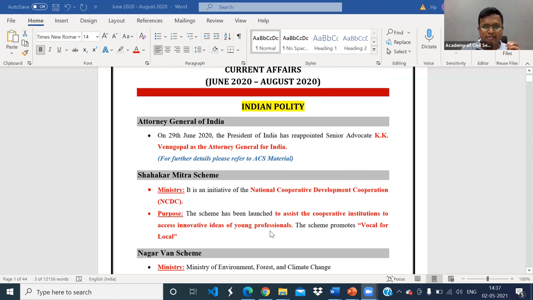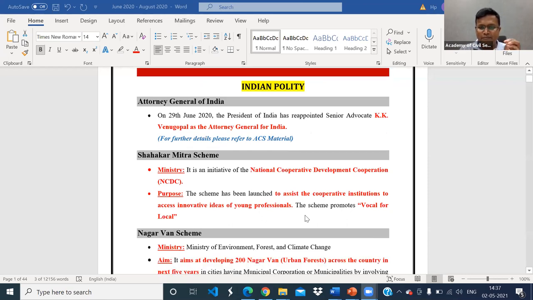Second one, the Sahakar Mitra Scheme. It is a scheme for promoting innovative ideas of young professionals in India. The motto of the scheme is vocal for local. That is, we should give space for local products and local ideas. The scheme has been launched to assist cooperative institutions. Cooperative institutions are, for example, a lot of people cooperating together and starting up a new initiative.